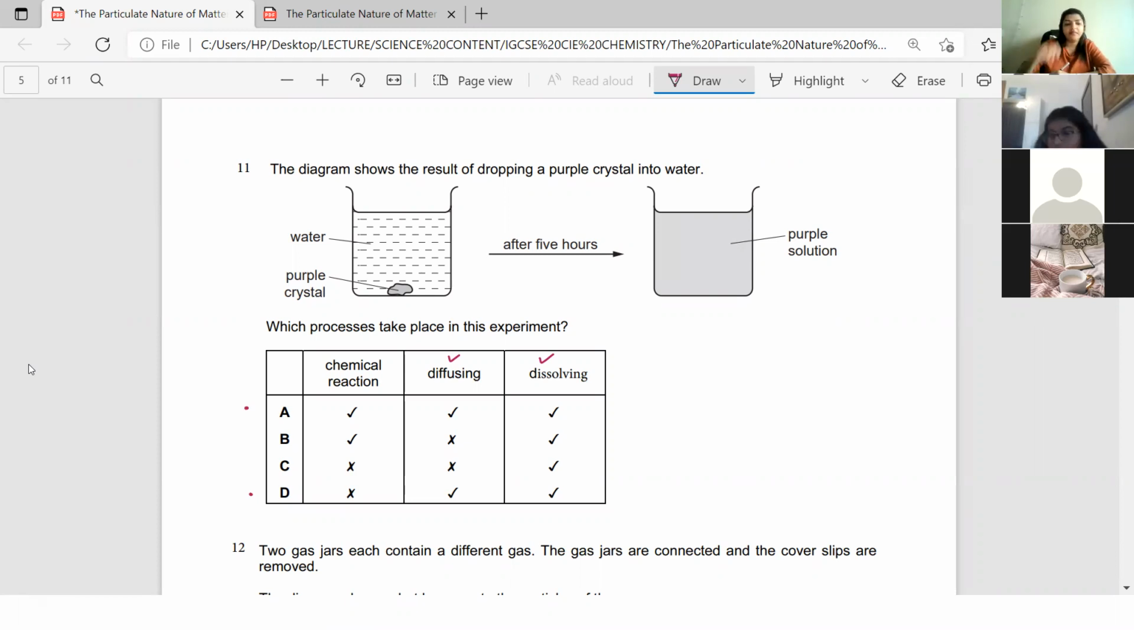Now over here, remember potassium permanganate, it's a crystal. When it is dissolving and diffusion is taking place, for the crystal to spread and to dissolve in water and the color of the water becomes purple, chemical reaction does not take place. There is no chemical reaction. Remember this, it's only dissolving. So answer will be D. It's not A. Okay, everybody?